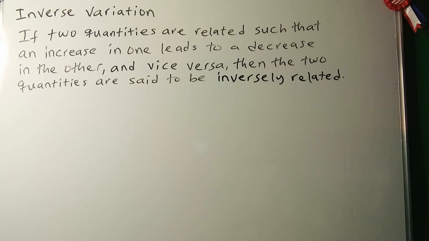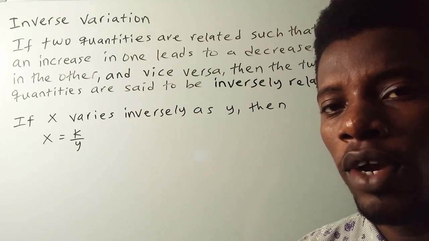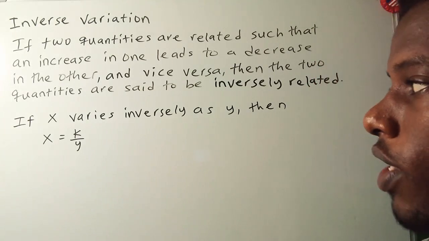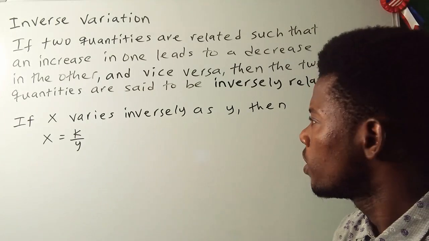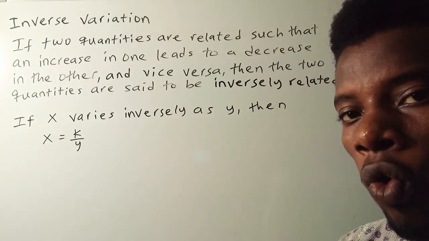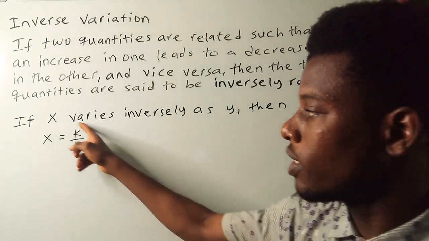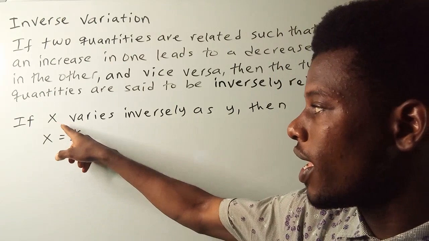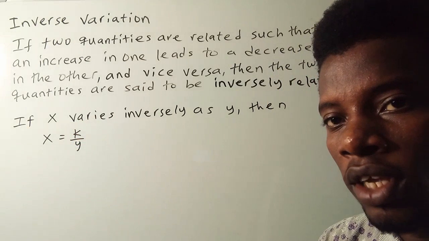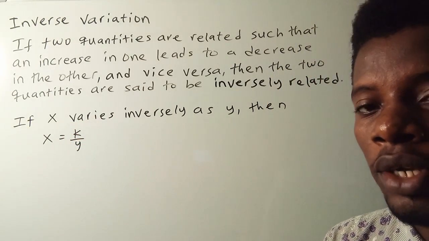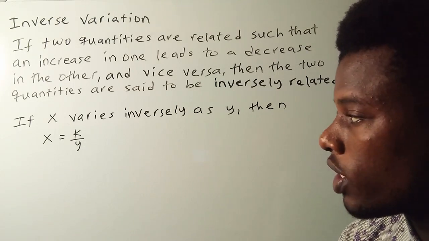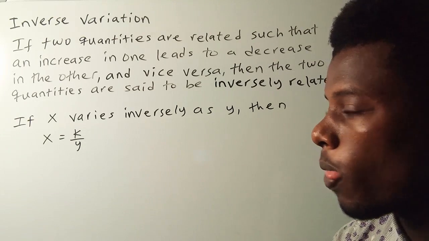So let's begin. Let's say there is an inverse relationship between two quantities x and y. If we say x varies inversely as y, then this can be stated mathematically as x is equal to k over y. That is the mathematical representation of the statement x varies inversely as y. Now, this k is called the constant of proportionality. For every relationship that exists between two quantities, there is a constant of proportionality. There is a constant that relates these two quantities.